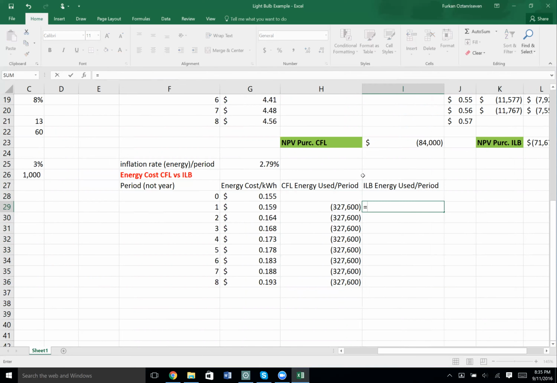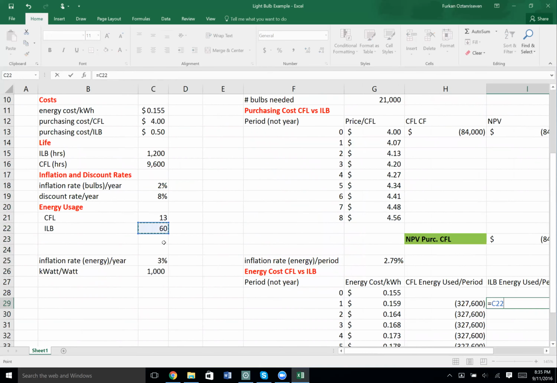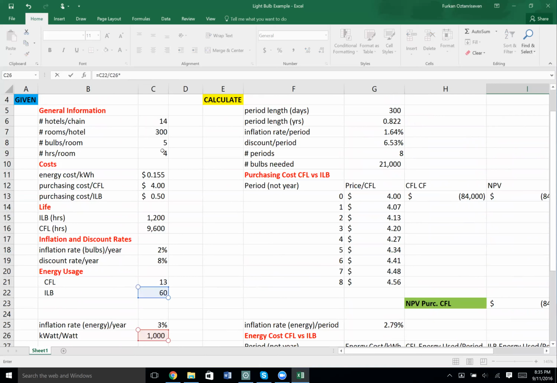So this time, again, I consume 1360 watts, which I divide by 1000 to find how many kilowatts we use, times in each day I'm using a bulb for 4 hours, right? And I have 300 days in a period, and I know that I need 21,000 bulbs. This is how much energy I need.